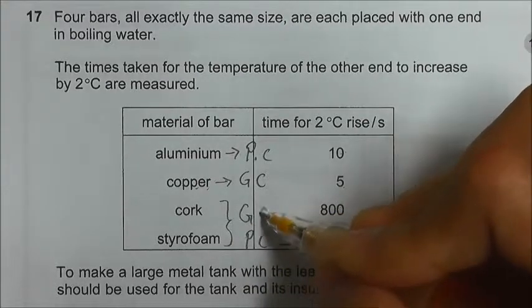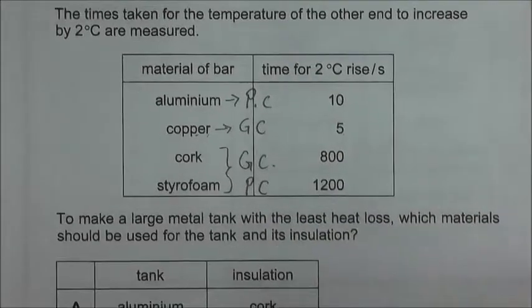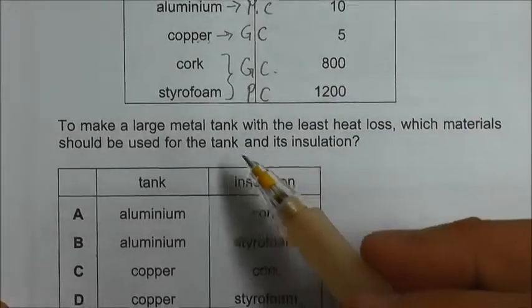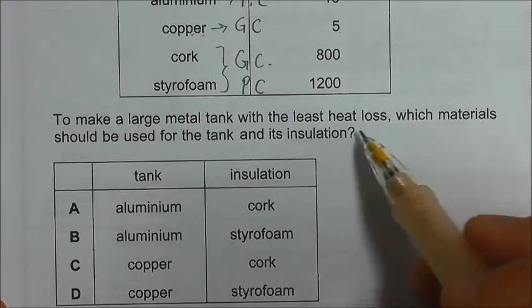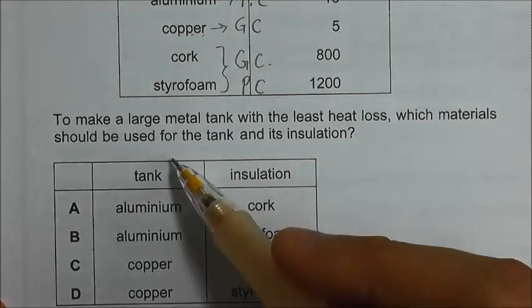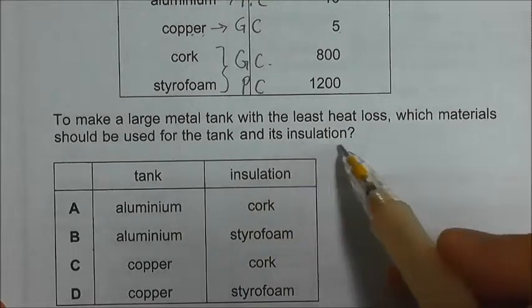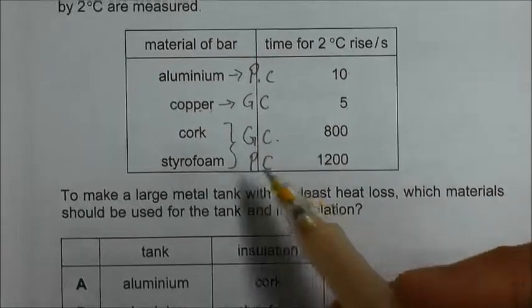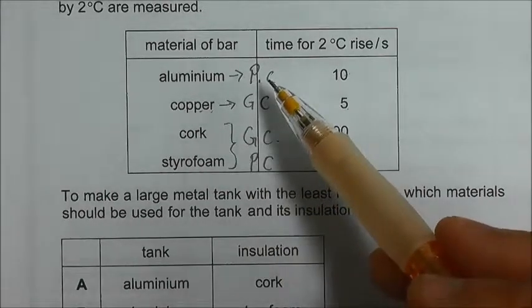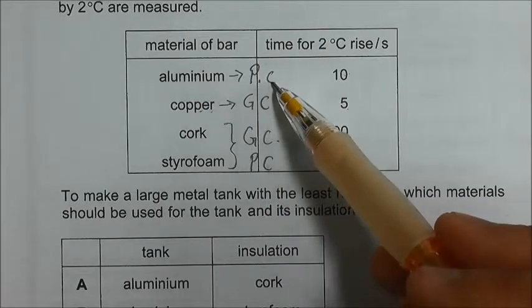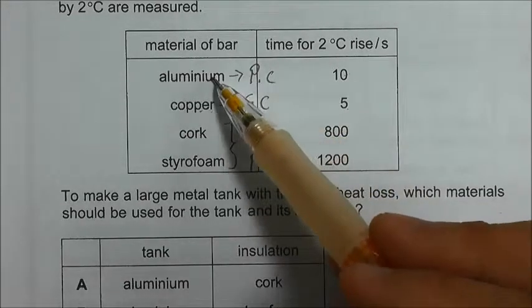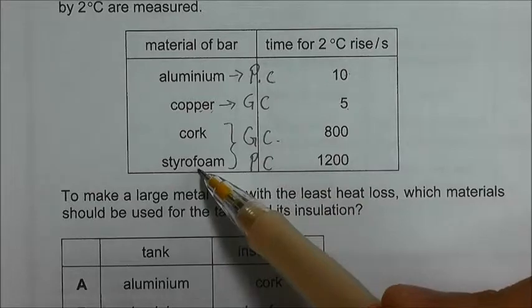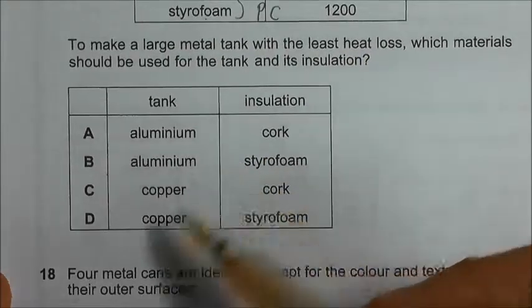And whereas for cork and styrofoam, cork takes a shorter time than styrofoam to rise by 2 degrees Celsius. So that means if you just compare between these two, the styrofoam is a poorer conductor of heat than cork. Okay, so now we want to make a metal tank with the least heat loss. So which material should be used by the tank and its insulation? So if you want to prevent heat loss, we should choose the materials that are poorer in terms of conducting heat. So that will be aluminium as well as styrofoam. So the answer will be B.